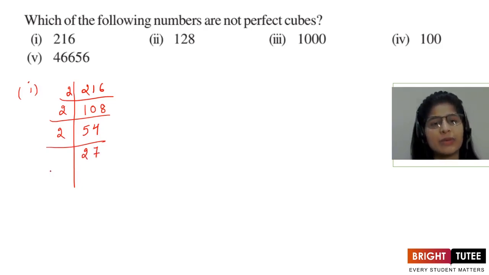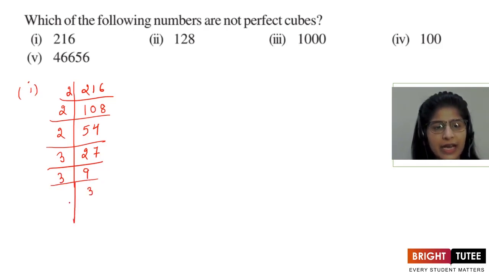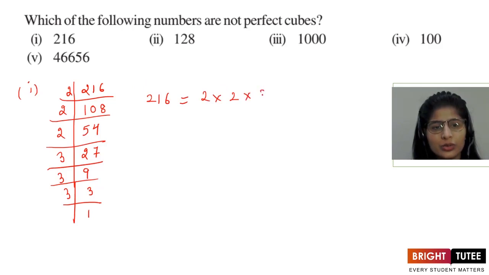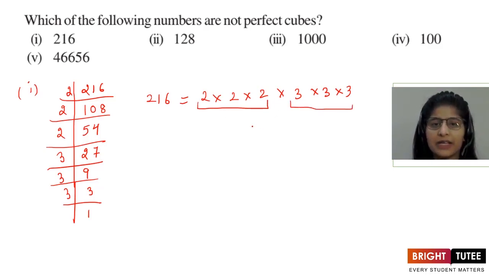Now 27 is not divisible by 2. It will be divisible by the next prime number, that is 3. 3 9s are 27, 3 3s are 9, and again with 3, 3 1s are 3. So 216 can be written as 2 into 2 into 2 into 3 into 3 into 3. Now we will try to group them in triplets, that means a group of 3 prime numbers. Here these 2's can be made a triplet, these 3's can be made a triplet. So we can write 216 is equal to 2 to the power 3 into 3 to the power 3.